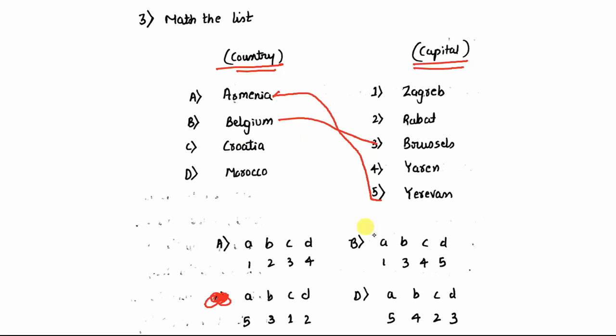At least this one is famous. So the answer will be between B and C. We'll see the map of all the other countries also. And Croatia is Zagreb and Morocco is Rabat. Okay, we'll see the map of each of these countries.